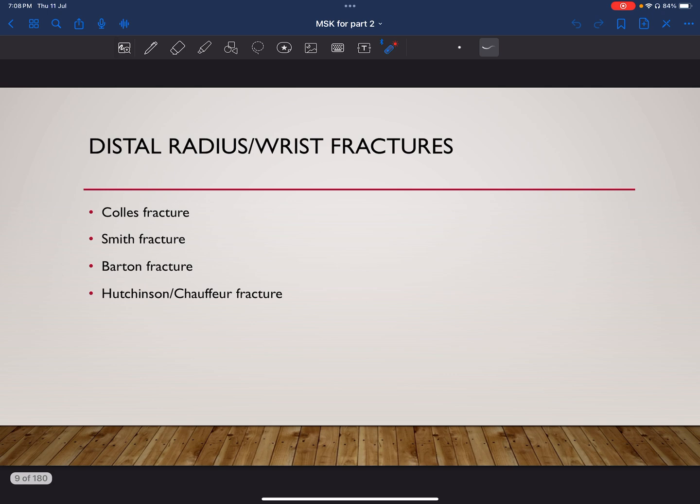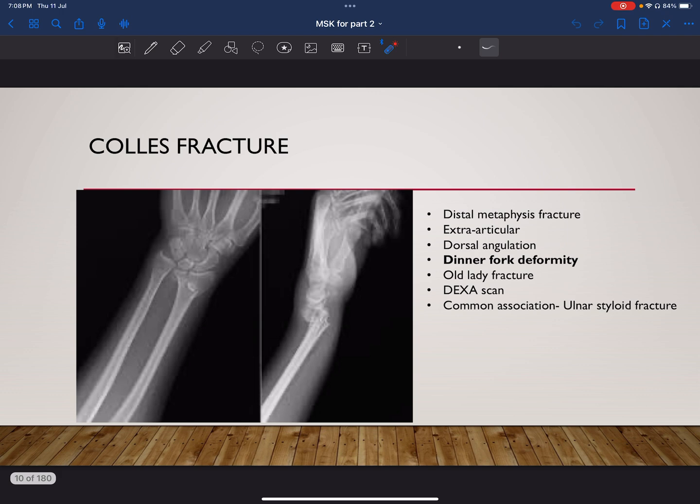Next, we move on to distal radius fractures. This is something that most of you will be familiar with: Colles fracture, Smith fracture, Barton fracture, Hutchinson or Chauffeur fracture. First is Colles fracture, right?